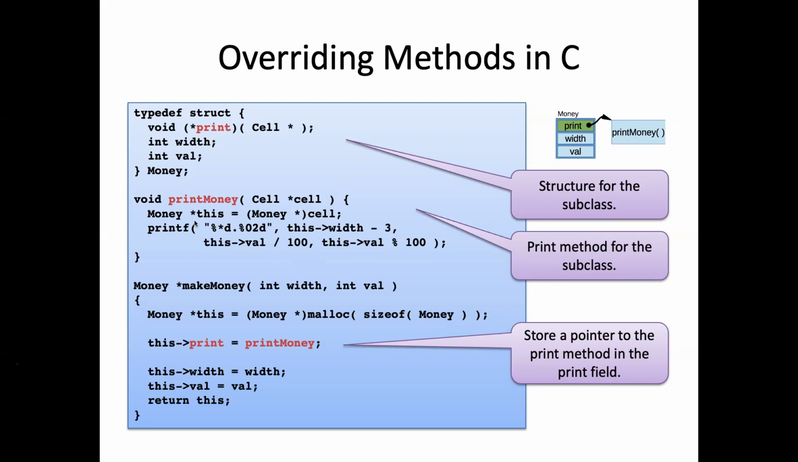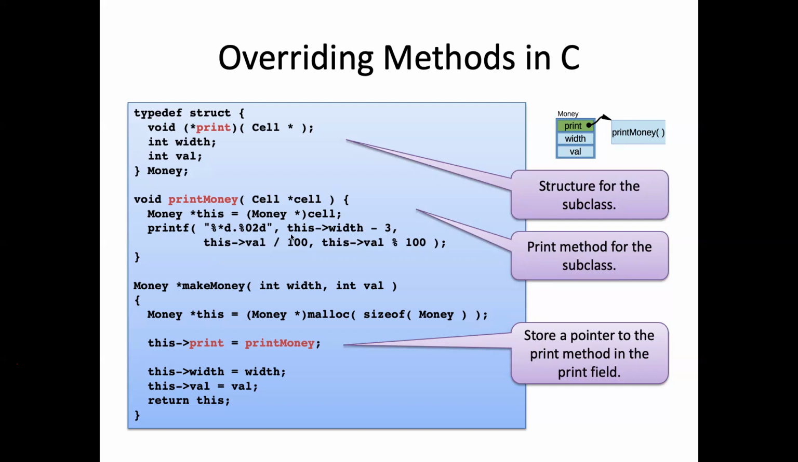This is not a reserved word in C, so we can use it as a variable name. And here I'm using it as the obvious variable name. I'm using it to mean the same thing this means in Java. It's a pointer, a reference to the object in which you're currently running. So now I've got this as a pointer to a money object, and then I can look at its value field. And this is just printing it out as dollars and cents inside a particular width.